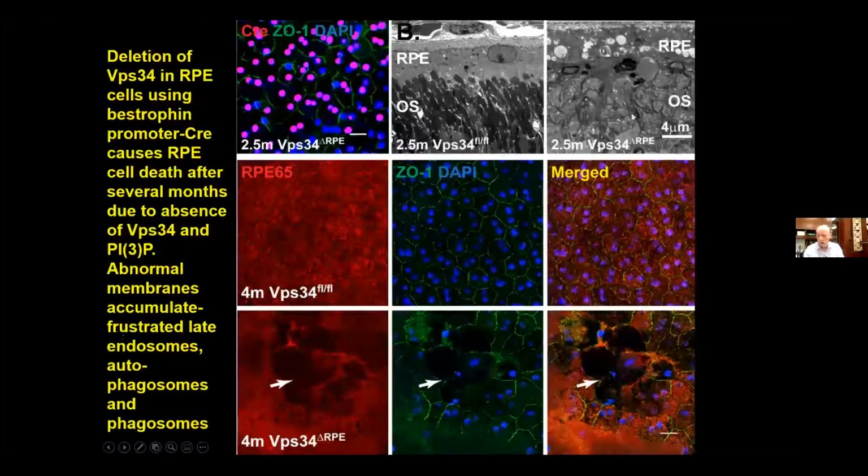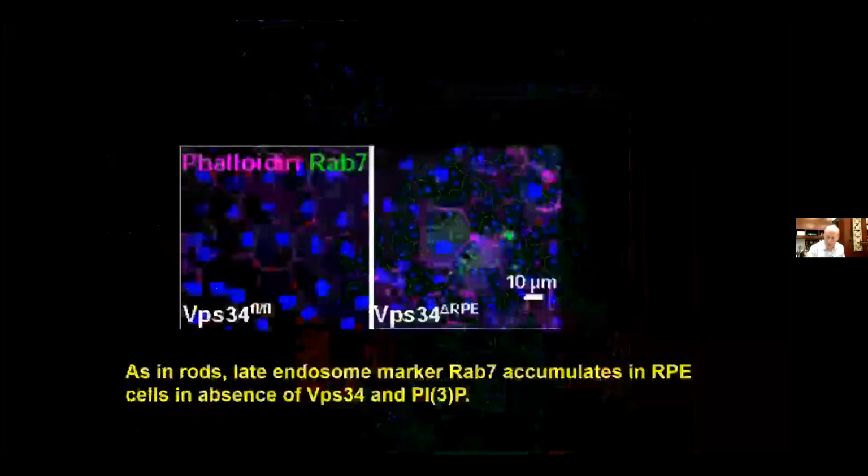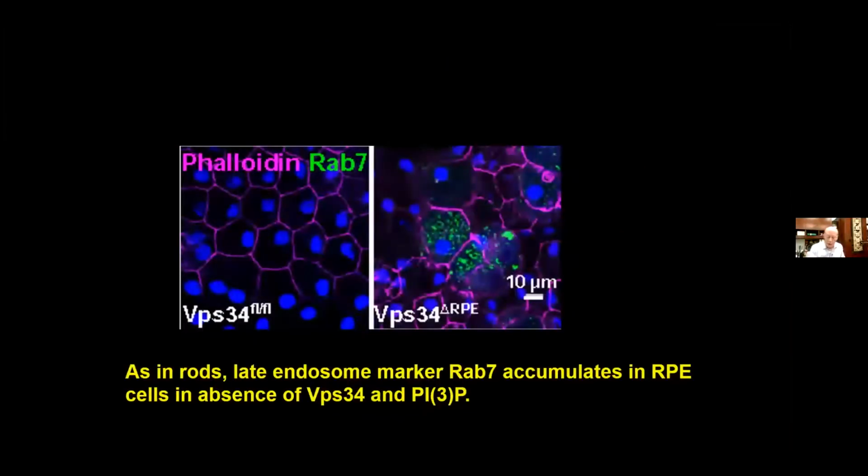So you get these accumulated membranes that you can see by electron microscopy that, as I'll show you from staining by various markers, consist of these abnormal membranes: frustrated late endosomes, autophagosomes, and phagosomes. All three of these membranes accumulate. So here are the frustrated late endosomes, which stain for RAB7. And again, this is a nice case where you can see a couple of knockout cells immediately adjacent to some cells that presumably still have PI3P because they don't show the phenotype.